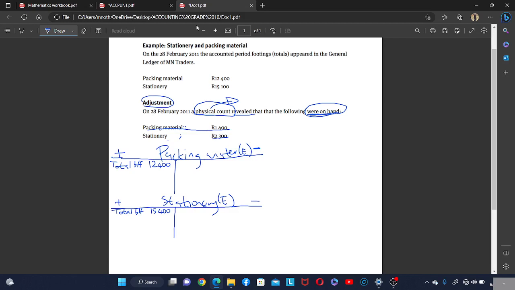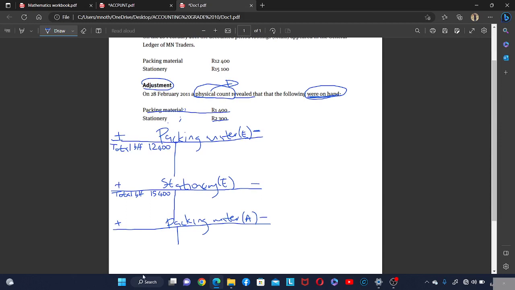Okay, so this means that now we are going to have two packing material accounts, but the difference is that this packing material is an asset. So we know that the asset increases on the debit and decreases on the credit side. Remember, I said that after you found out that we have the unused items, they are no longer expenses, they are now the asset. So the asset increases on the debit and decreases on the credit side.